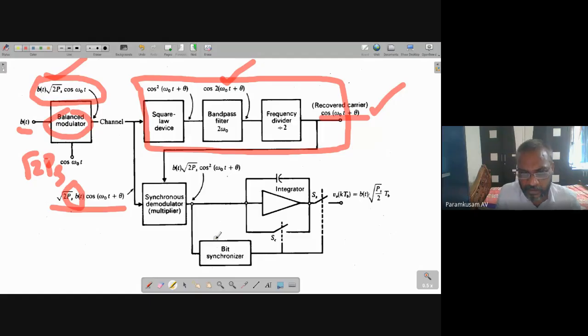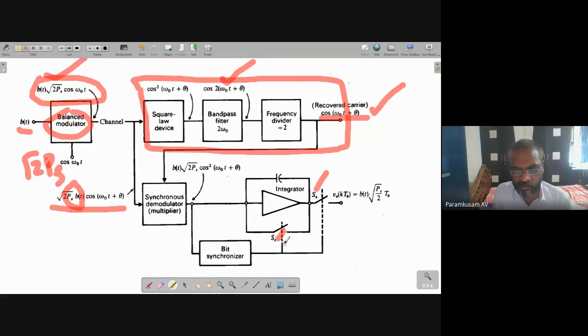Okay, here you just observe there is a bit synchronizer and an integrator. The integrator, capacitor and op amplifier together are called the integrator. The capacitor and op amp together we can call the integrator. Okay, so what are the signals that are given to this block? That is the integrator. Here we observe that there are two switches. One is SC and the second one is SS.